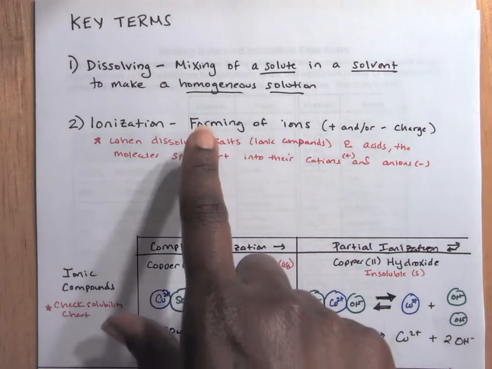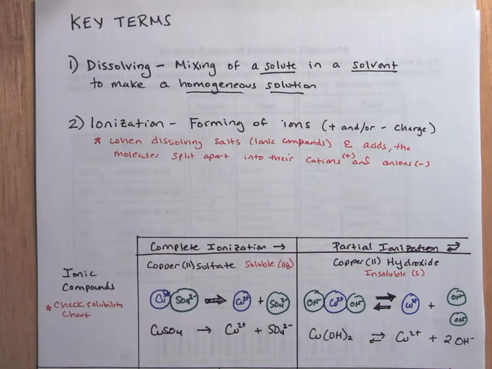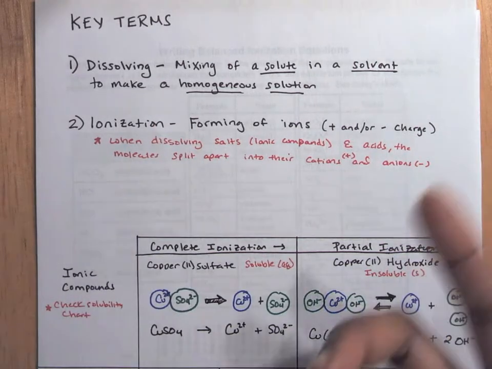Now, it's called a homogeneous solution because when you look at a solution under a microscope or with your eye, it will all look the same. You won't see the solute and the solvent separated. It will look like all one thing. So homo meaning the same.